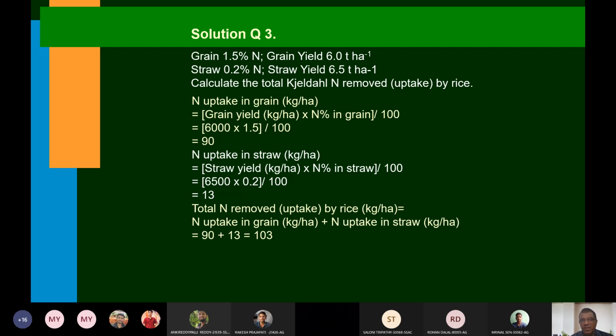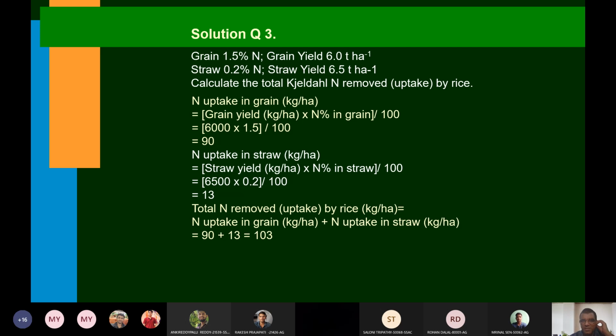It is very low actually. In rice straw, nitrogen content is about 0.5 to 0.6%. But it is given just 0.2%. It is just a hypothetical example.